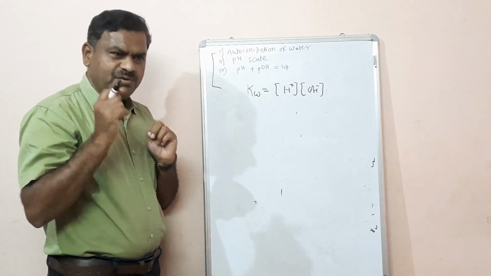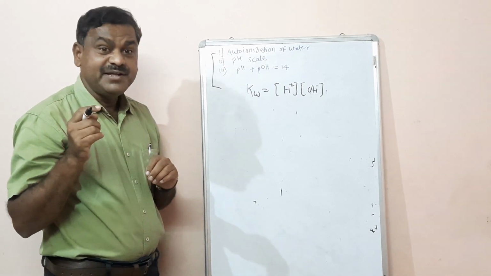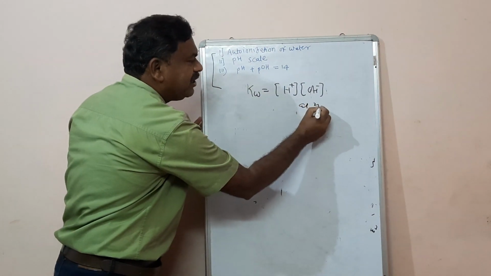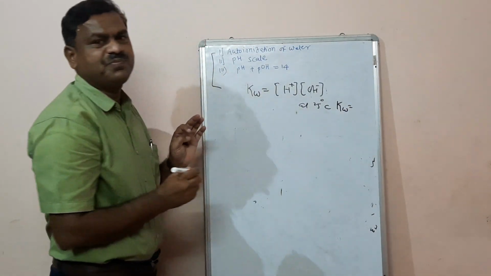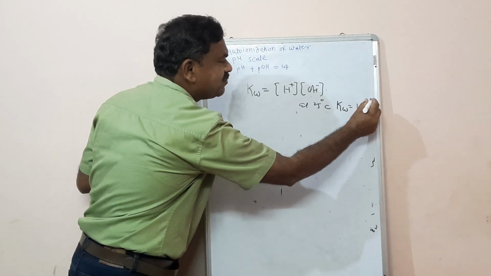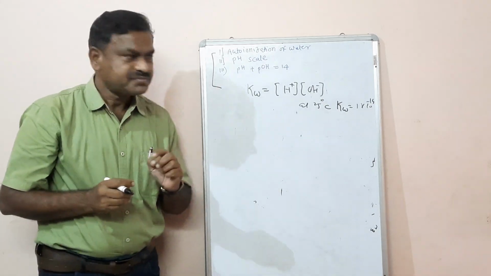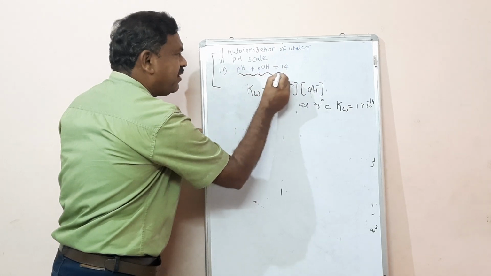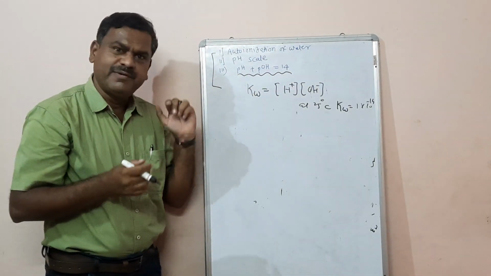Now, you know that at 25 degrees centigrade, the value of Kw is equal to 1 into 10 raised to minus 14. This is the value of the Kw. Now, we have to prove the equation pH plus pOH equal to 14. How to prove that equation?